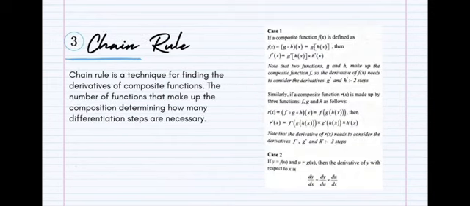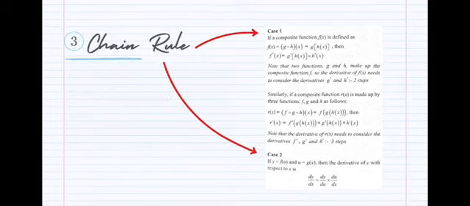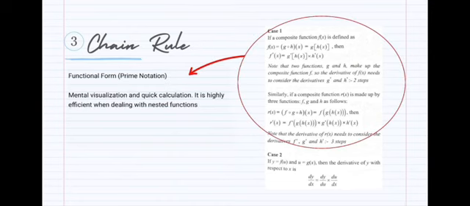Lastly is the chain rule. Chain rule is a technique for finding derivatives of composite functions. The number of functions that make up the composition determines how many differentiation steps are necessary. As we can see, there are two cases of the chain rule. First is a functional form of prime notation. It is best used for mental visualization and quick calculation. It is highly efficient when dealing with nested functions.